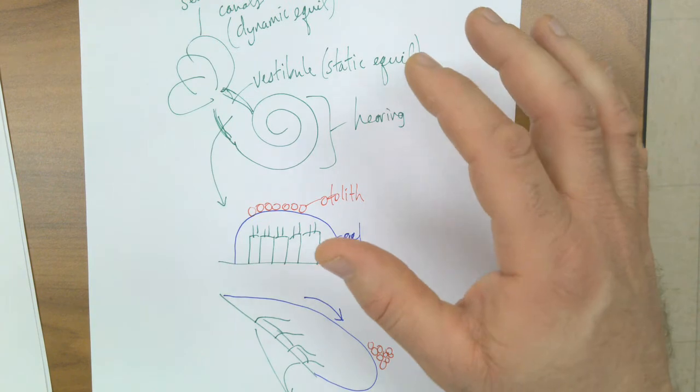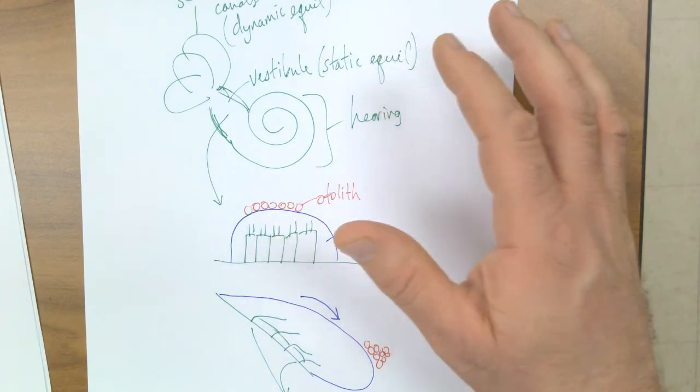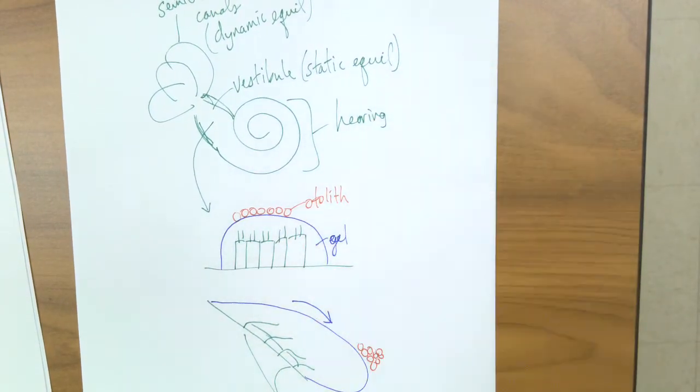So vision is our ability to see, olfaction is our ability to smell, and gustation is our ability to taste. So those are things to consider there.